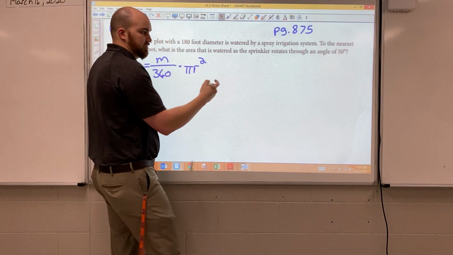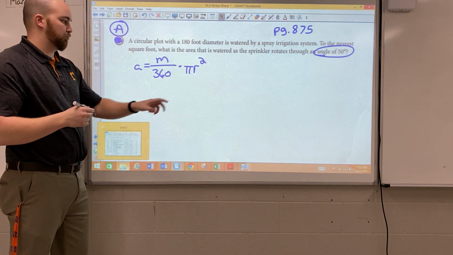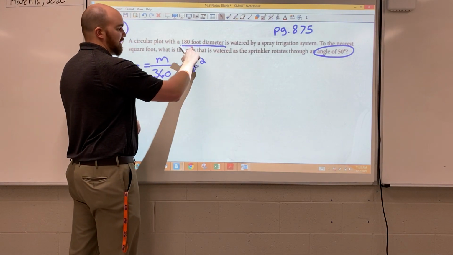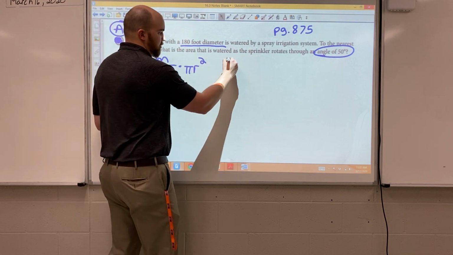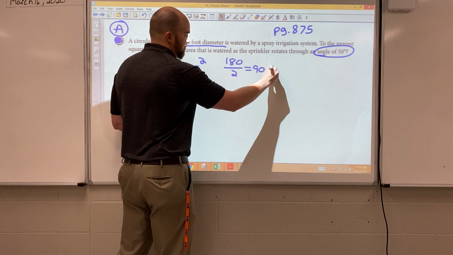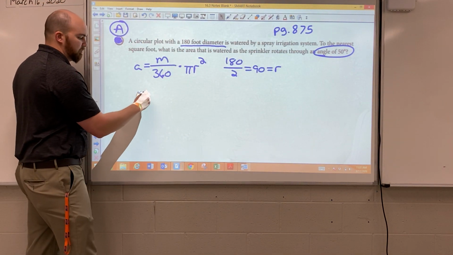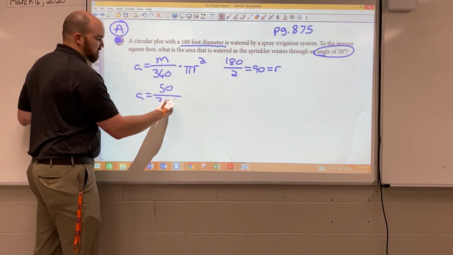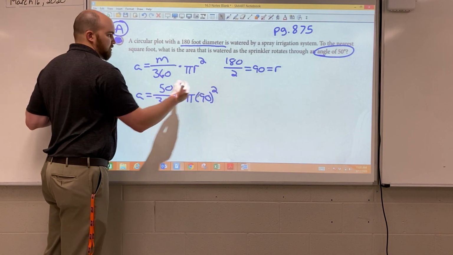Do we have our measure? It tells us an angle of 50 degrees. Do we have the radius? You got to be careful here. Make sure we're just reading. It says 180-foot diameter. Remember, diameter is just the radius times 2. So we could do 180 divided by 2 is 90 for the radius. So now I have my radius, I have my angle measure. We're ready to plug in. So we get 50 over 360 times pi times 90 squared.